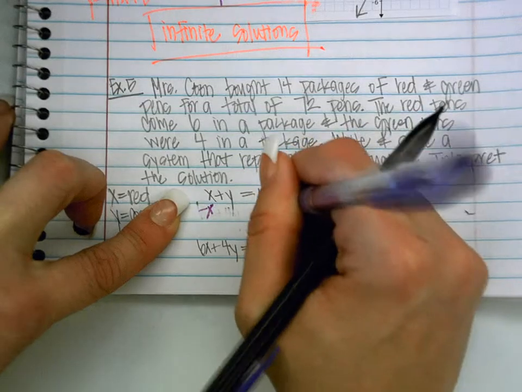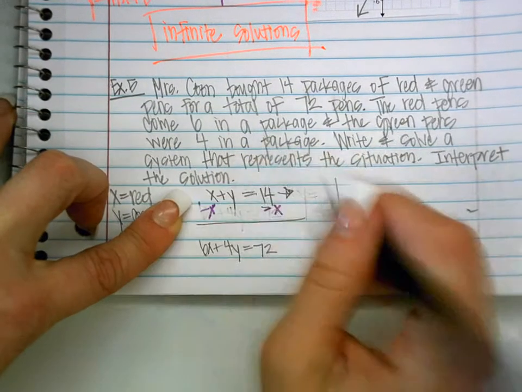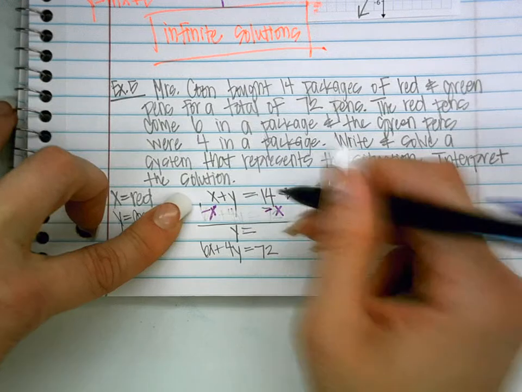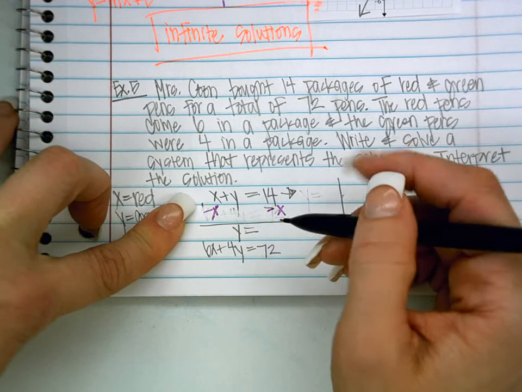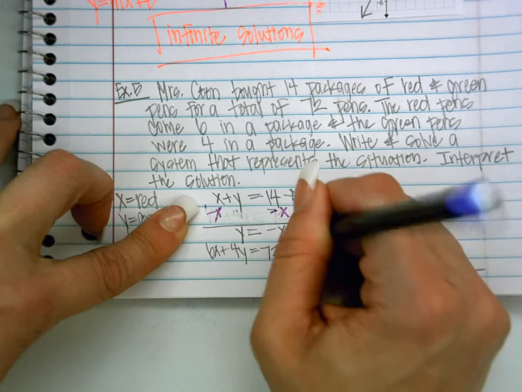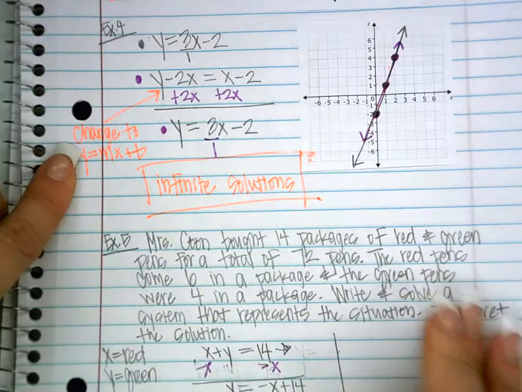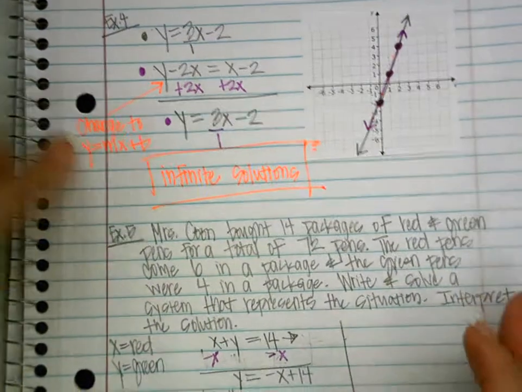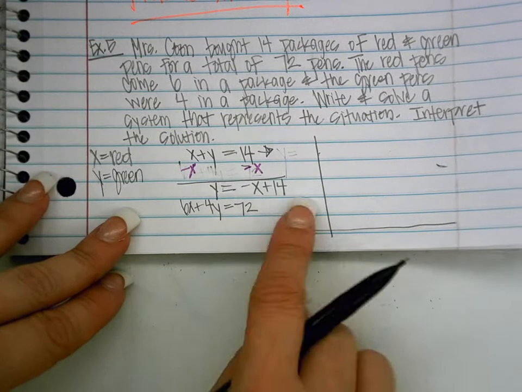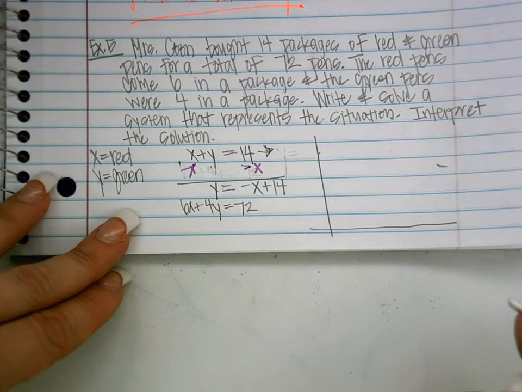Yeah. So we get y equals, how do I write this? Should I write 14 minus x or negative x plus 14? Negative x plus 14, because I want it to look like y equals mx plus b. So I want the x part to be first. Now, is this in y equals mx plus b form? Yes.